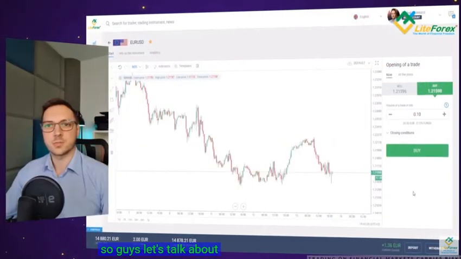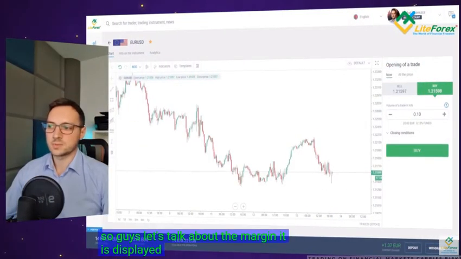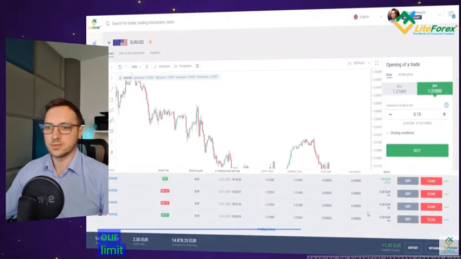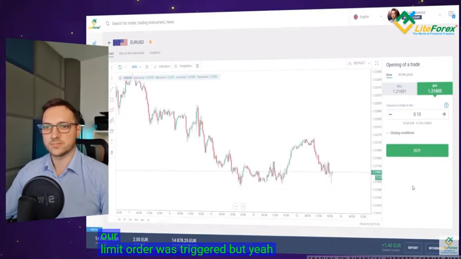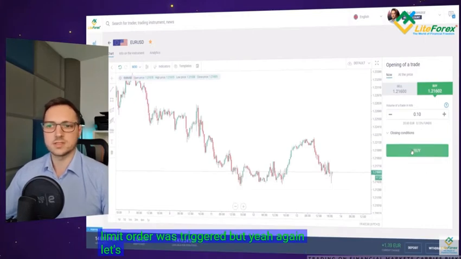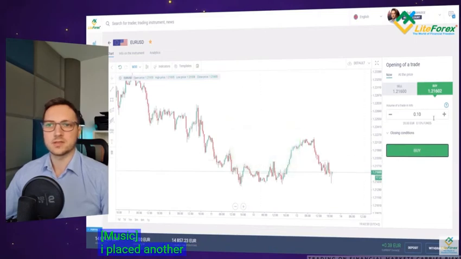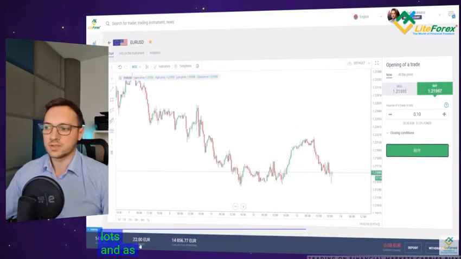So guys, let's talk about the margin. It is displayed in the left below corner. As you can see, our limit order was triggered. But again, let's check an example. I placed another order of buy trade, 0.10 lots. And as you can see, our assets used have grown by 20 euros.